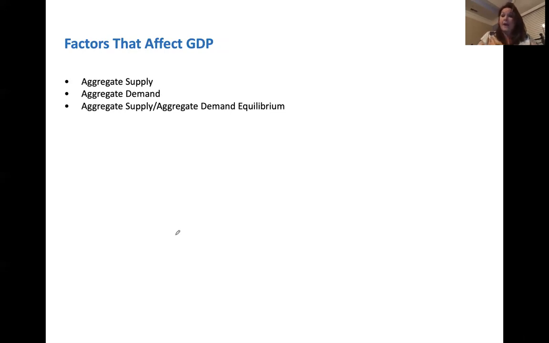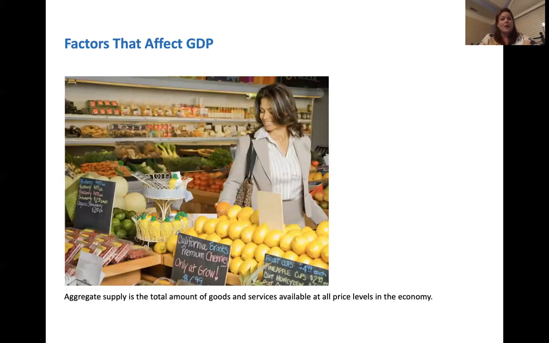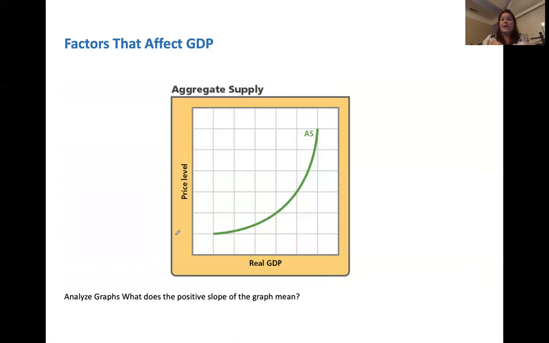And again, aggregate supply is the supply of everything in the country. Aggregate demand, the demand for everything in the country. And then that equilibrium is just where supply and demand curves intersect. It's where supply equals demand. So here we've got aggregate supply, the total amount of goods and services available in the economy, everything available for purchase to consumers. Now, this is our aggregate supply curve.